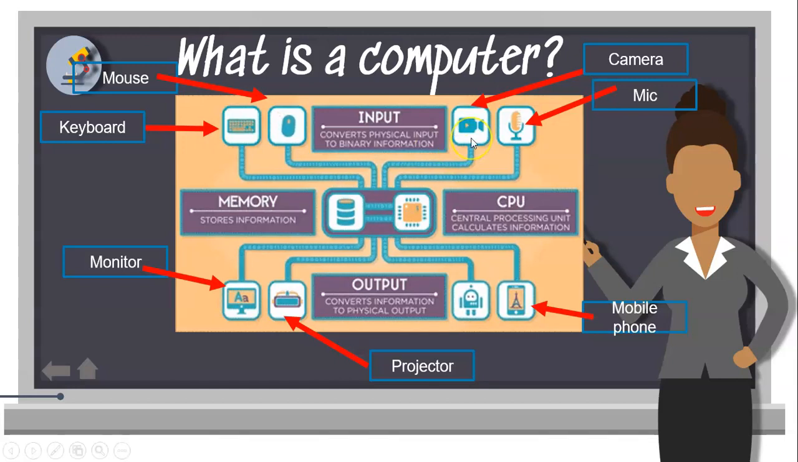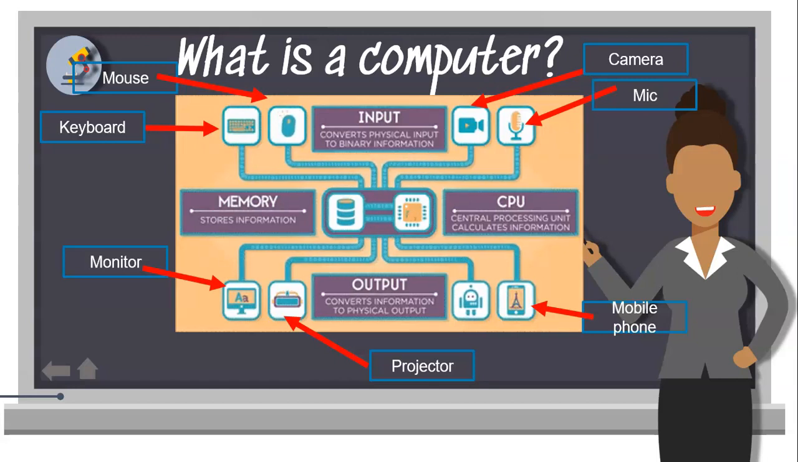Then there is also another electronic device. There's a camera, there's a mic. All these take data inside the computer. The CPU turns that data and brings it out. When it brings it out, there's a monitor, a device you will see, there's a projector, there's also a mobile phone on the other hand. So this diagram would easily be able to tell you what a computer is about.